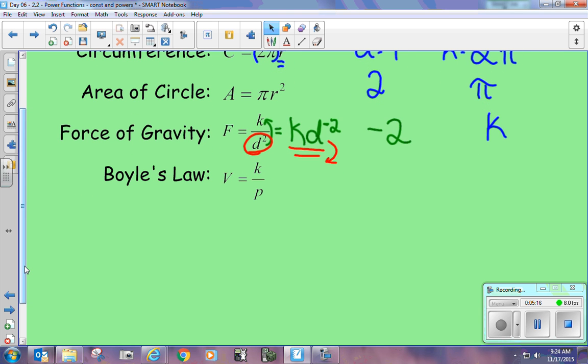Which means Boyle's law. V equals K over P. What's my constant of variation? What's my power? -1 is the power. What's the constant? Okay. There you go.